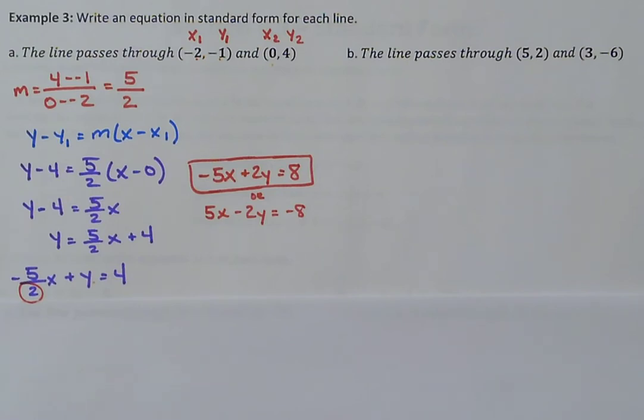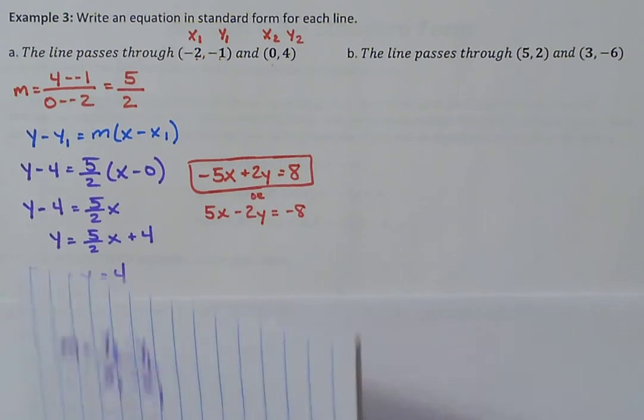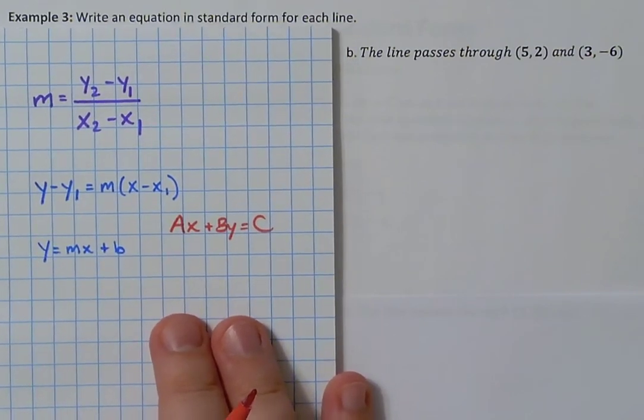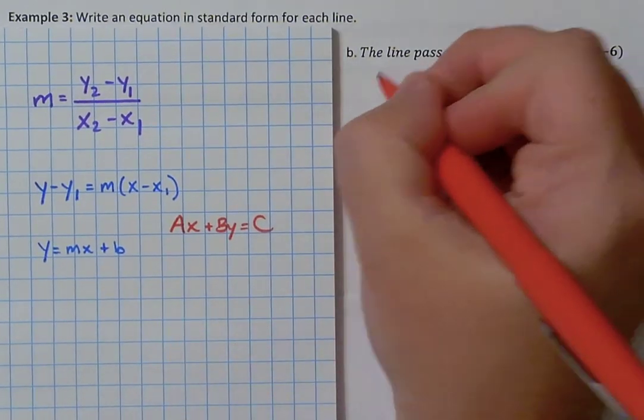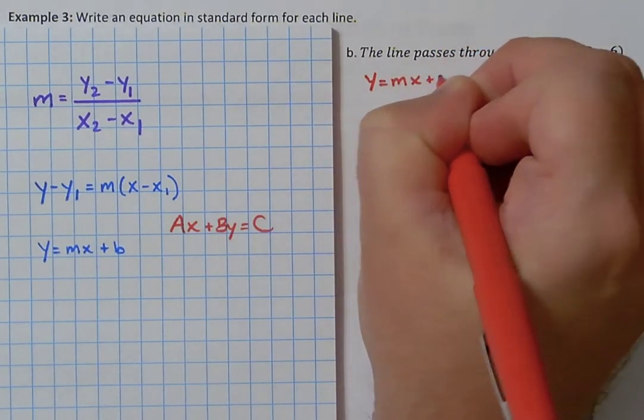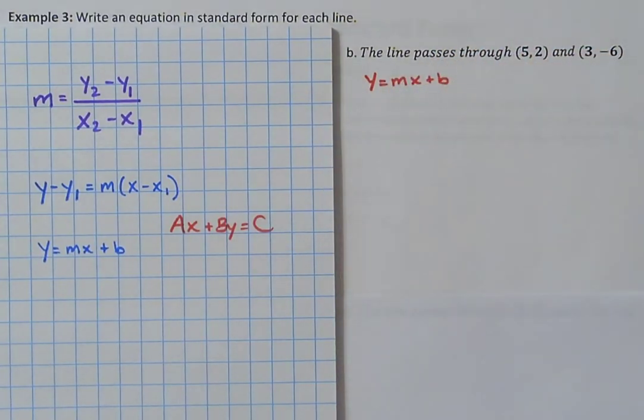All right, for part B, we need to go through and do the same thing. Now, part A, I used point slope. Part B, I'm going to use slope intercept. So we're going to use y equals mx plus b. So that is going to be my starting point, y equals mx plus b. Now to do this, I have to know what my slope is, and then I can go through and find my y-intercept.